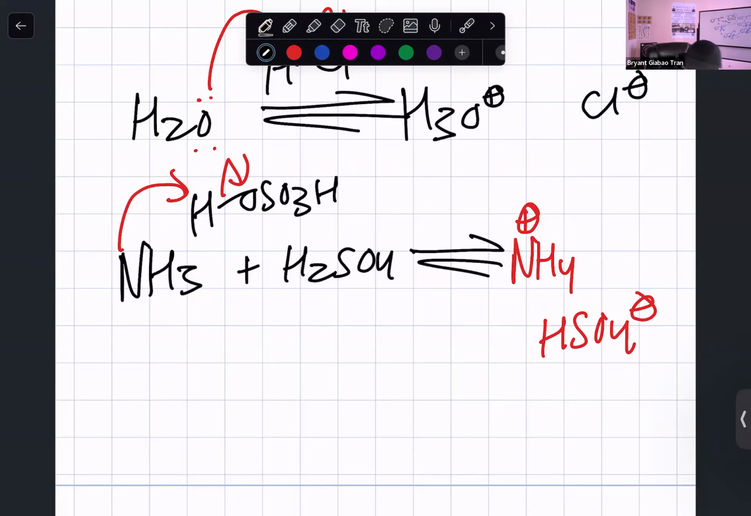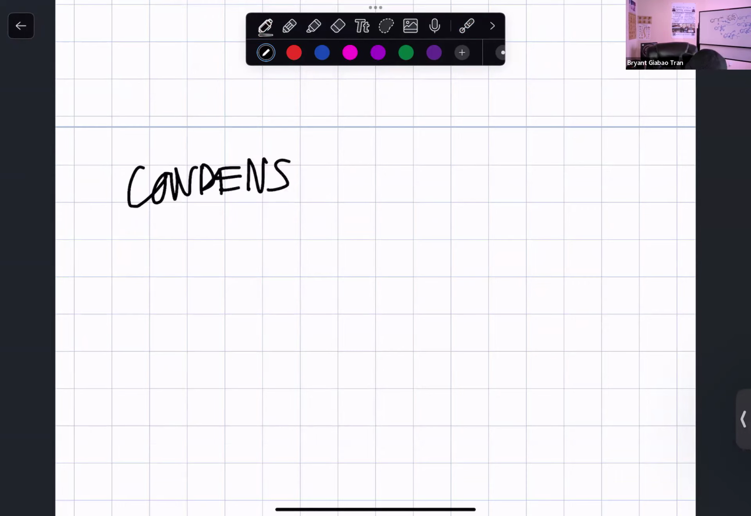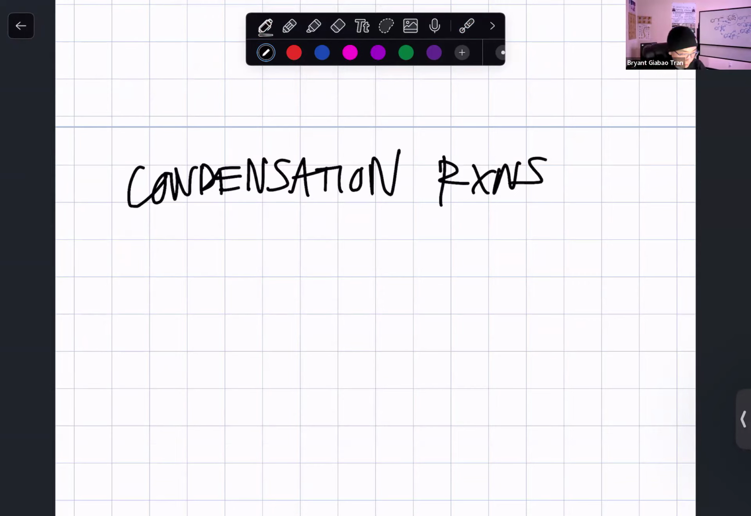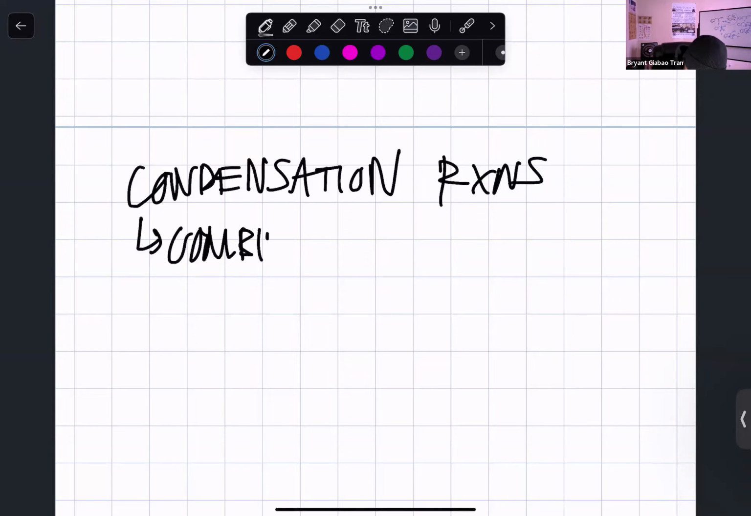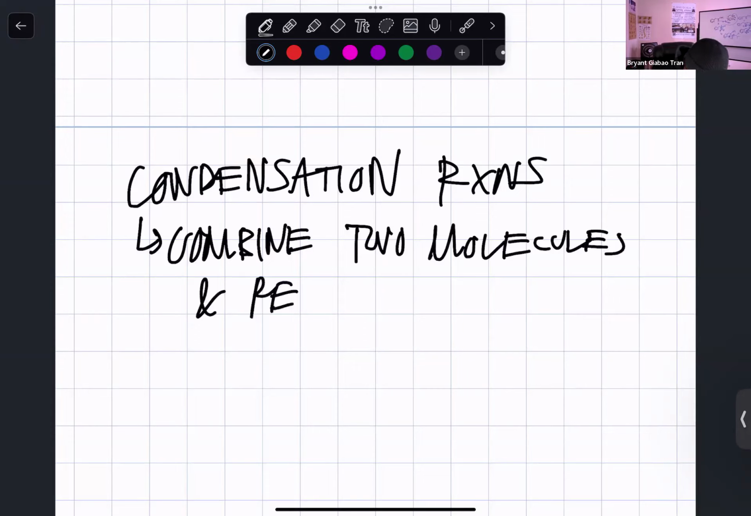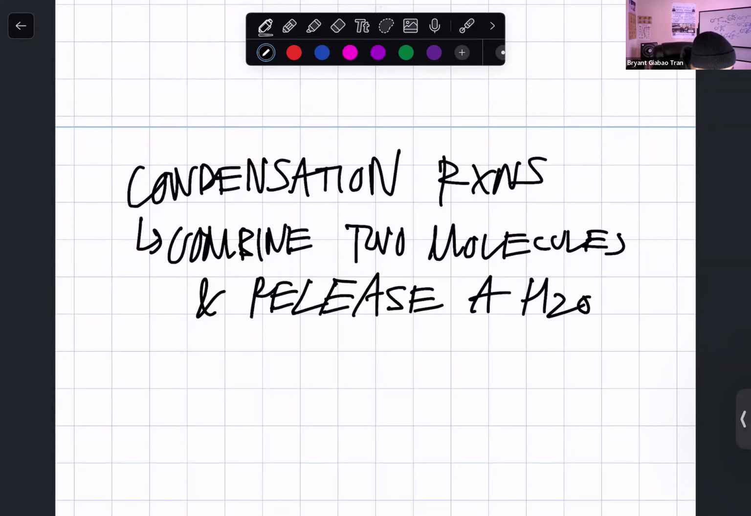Okay, now let's move on to condensation reactions. A condensation reaction is going to combine two molecules and release a water molecule, right? An example is forming a peptide bond between two amino acids.